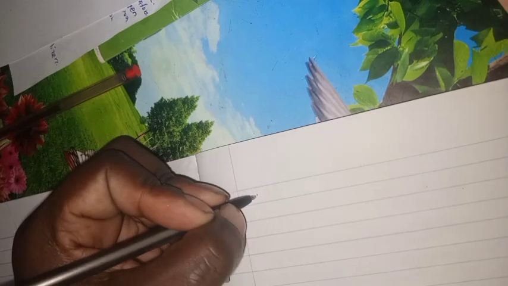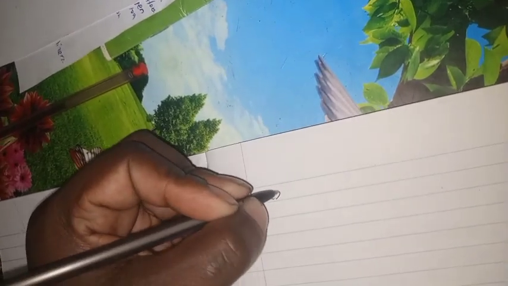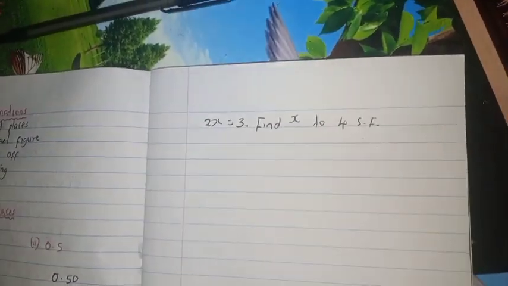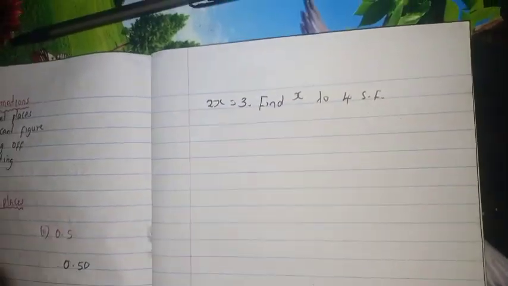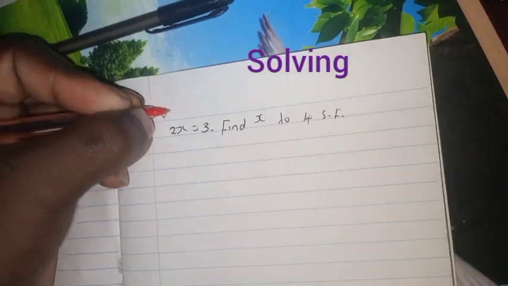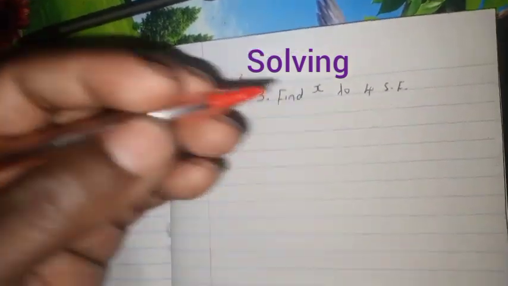Now if we have a number like, let's say you've been given that 2x is equal to 3, and then the question says find x to 4 significant figures. What are we going to do if such a question is posed? This one is a question that says find x to 4 significant figures.